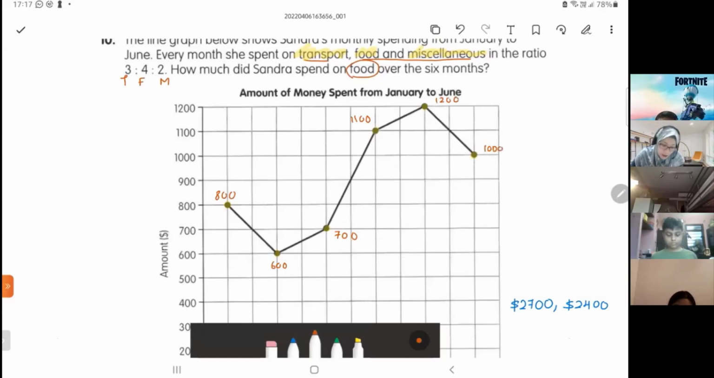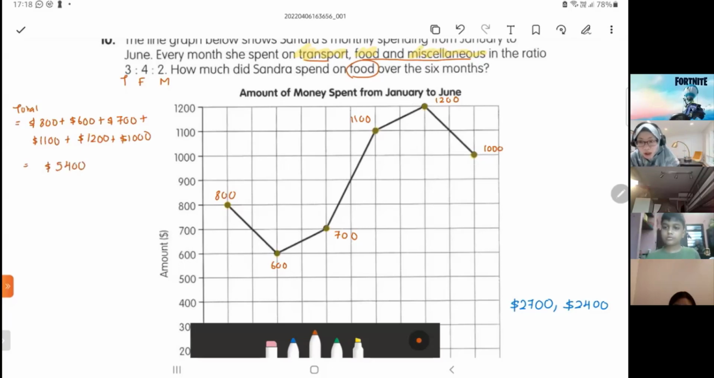Okay, next, what is the total amount she spent over the 6 months? You find the total first. So the total will be $800 plus $600 plus $700 plus $1100 plus $1200 plus $1,000. And when you add all these, you are going to get $5,400.